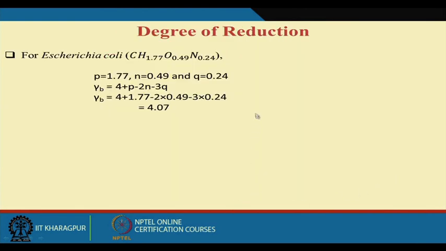Now, we have taken the example of one particular biomass, Escherichia coli. E. coli is largely used, and its formula is estimated as CH1.77O0.49N0.24. So p is 1.77, n is 0.49 and q is 0.24. We can write the degree of reduction as 4 plus 1.77 minus 2 into 0.49 minus 3 into 0.24, which comes to 4.07. So we can easily do these calculations.